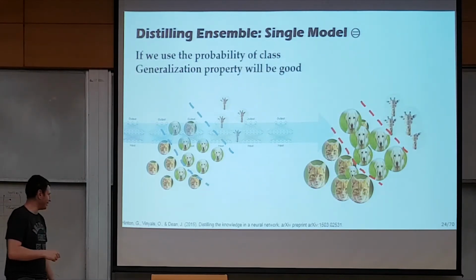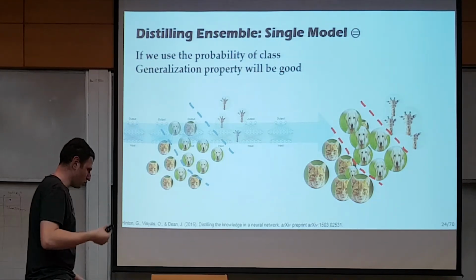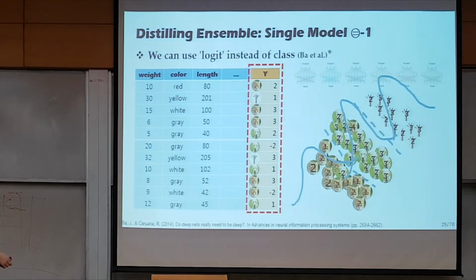Hinton et al. proposed in their work a distillation technique for neural networks. Not generating input data and then enriching your data, but using the knowledge from ensembles to force the softmax of your shallow model to be better. If we use the probability of the class, it will be good, but we can use the logit instead of the class.